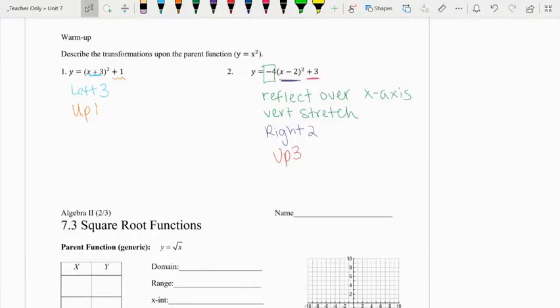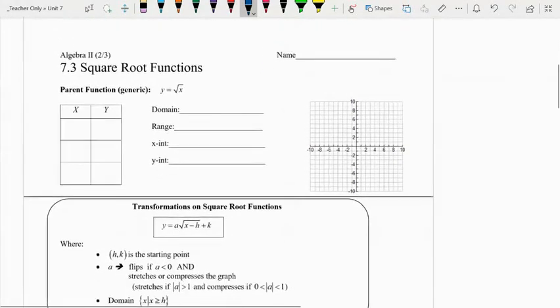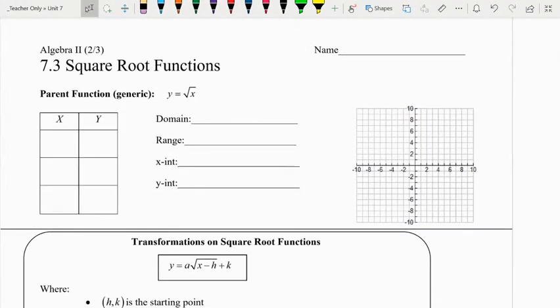All right, so that just served as a little reminder as we keep moving forward. We are going to talk about square root functions, which are pretty much parabolas, except you're going to see just either the top part or the bottom part of a sideways one, okay? So instead of a U, it's going to be looking like that, all right?